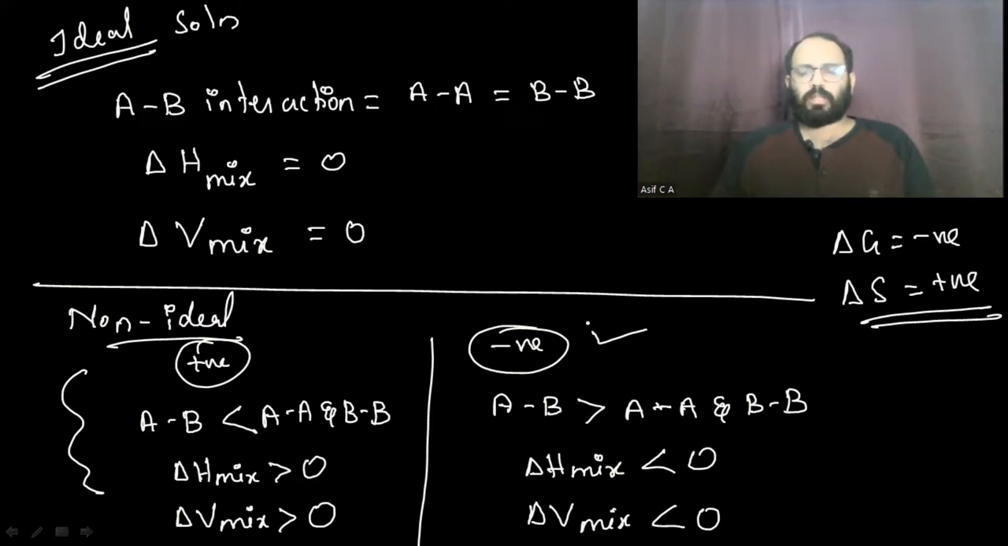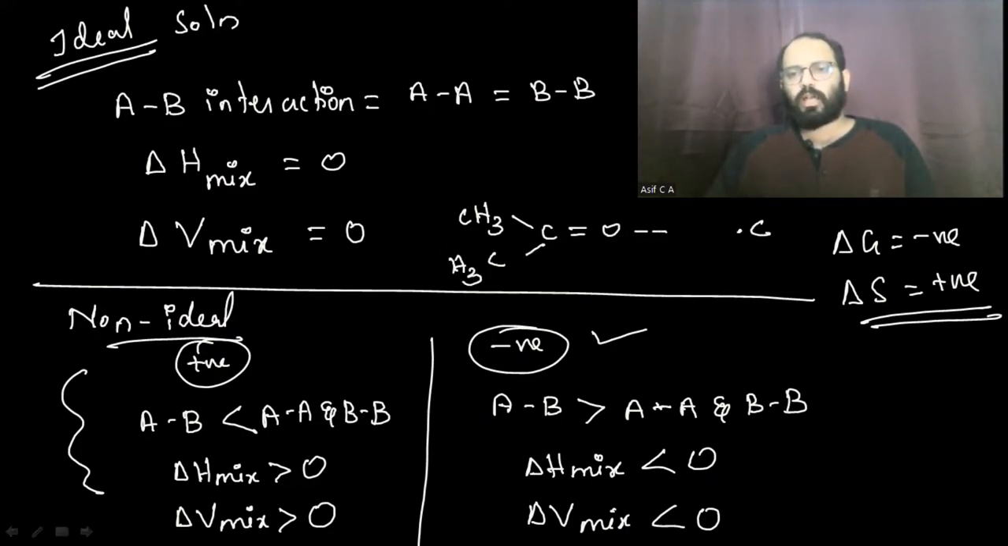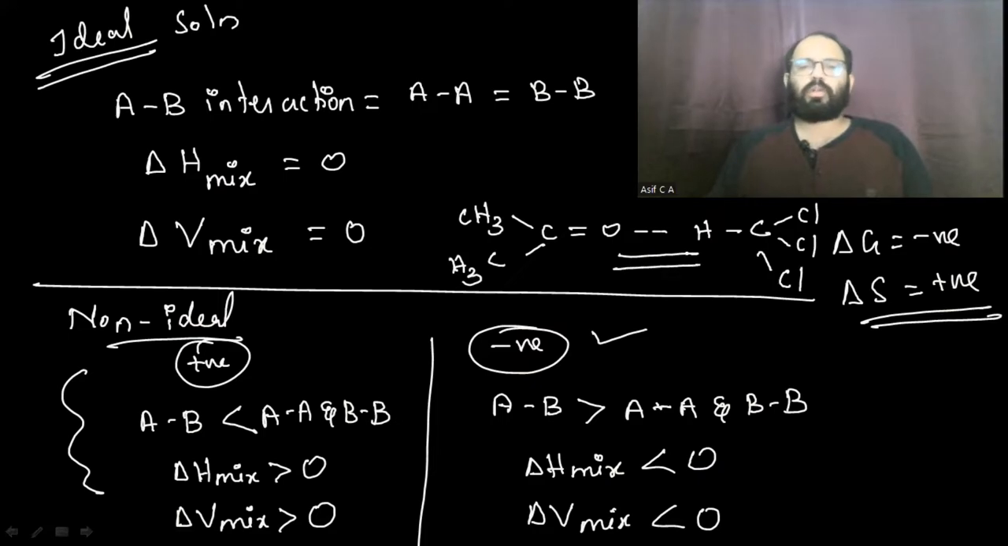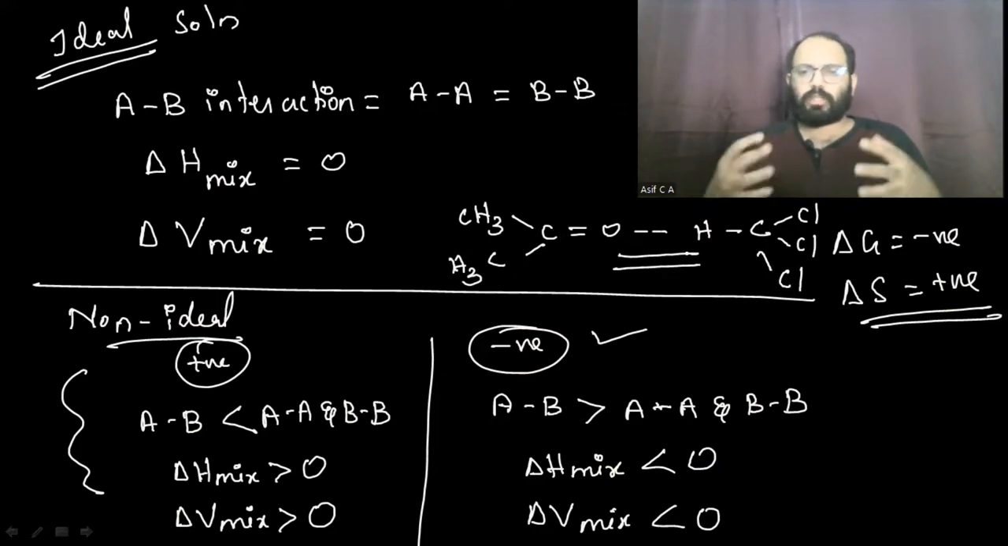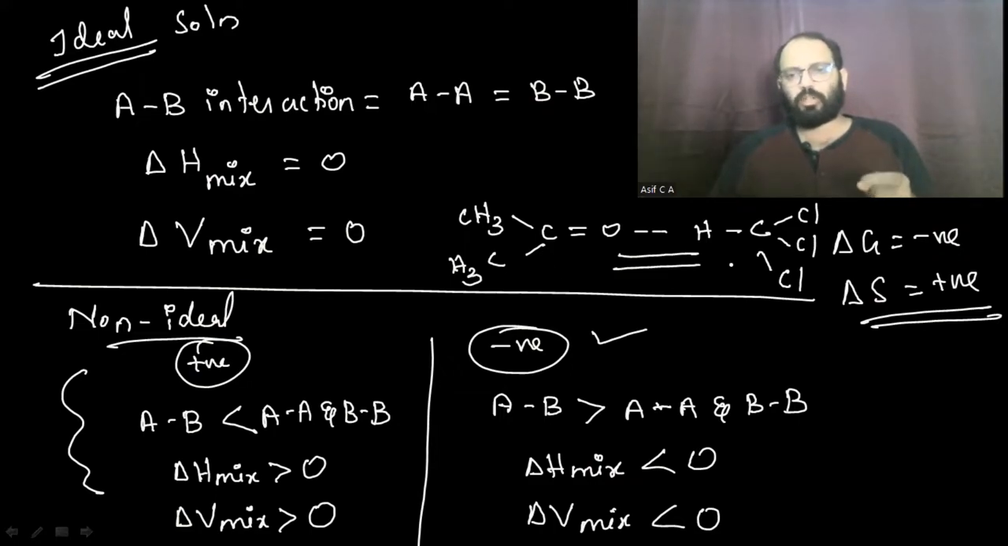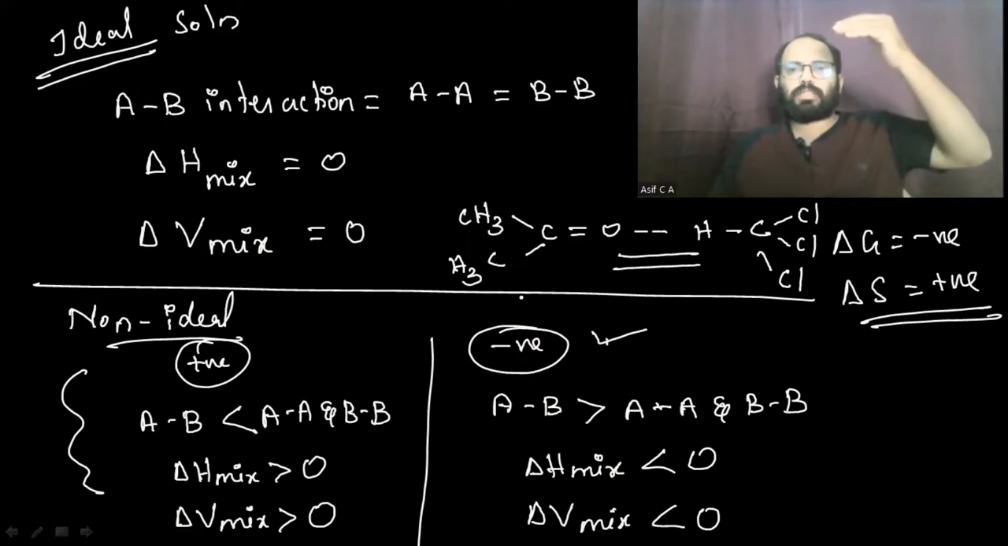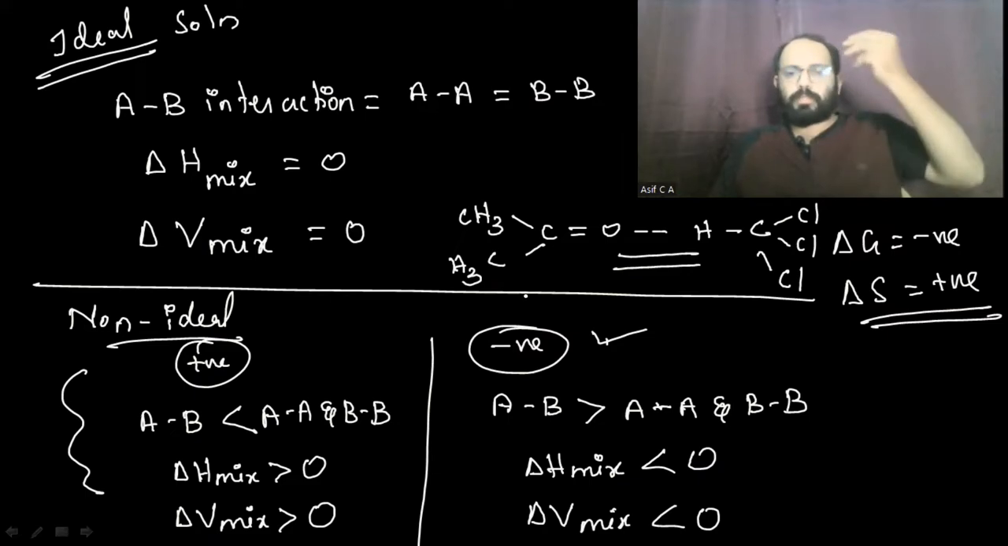If the interaction is greater, let us take an example of CH3COCH3, acetone, which has an interaction with chloroform, CHCl3. There is a possibility of hydrogen bonding, so with A as acetone and B as chloroform, the AB interaction gets stronger. When the AB interaction gets stronger, the chances of vaporizing decrease, so the vapor pressure decreases.